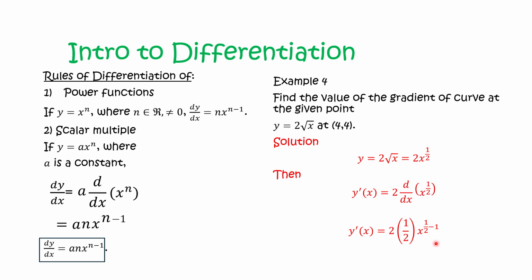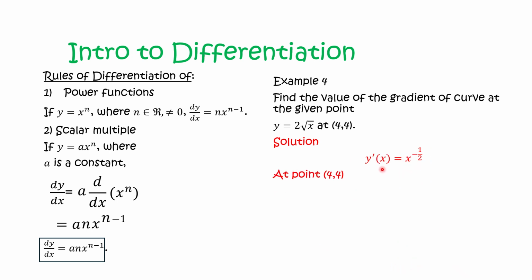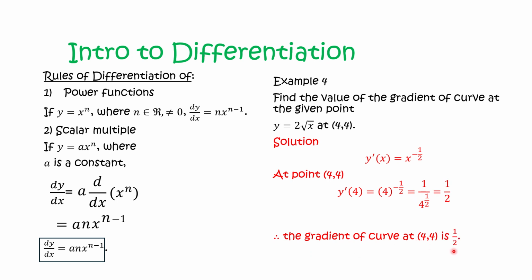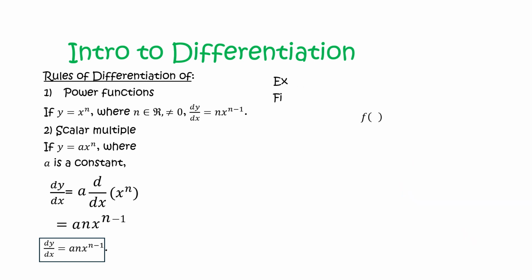Remember how we differentiate? And simplifying further, we are going to get the y prime being x to the power minus half. Now that we have the gradient function, we need to find the gradient at the point 4. So the x coordinate is 4 according to this point that we have. So y prime of 4 is simply substituting 4 in place of x in the gradient function. And of course, from the laws of indices, our answer comes out as 1/2. Therefore, the gradient of the curve at 4 is 1/2.